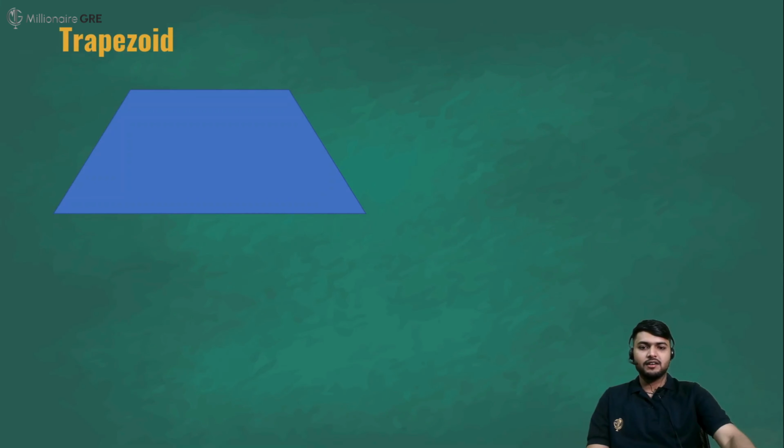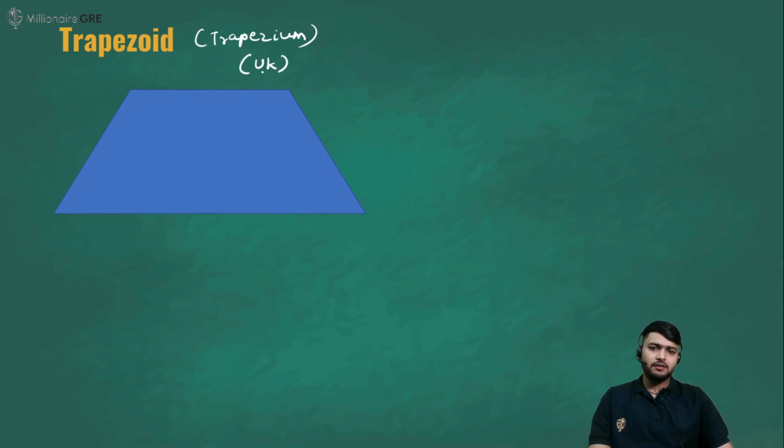Let's move ahead. Now comes the concept of trapezoid. Now trapezoid is same as trapezium. In UK they call it trapezium, in US they call it trapezoid. Since ETS is an American institution, you will get the word trapezoid in your exam.